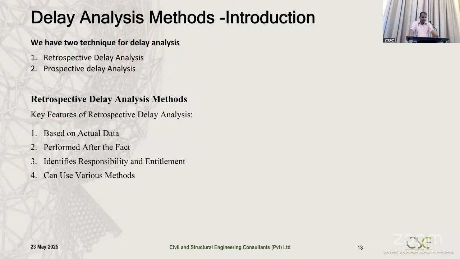Retrospective delay analysis refers to the process of analyzing delays after the project or a portion of it has been completed, using historical data and actual progress records to understand what caused the delays, when they occurred, and who was responsible. Which means we are analyzing the delay once the things have happened. So this type of method we call retrospective delay analysis method.